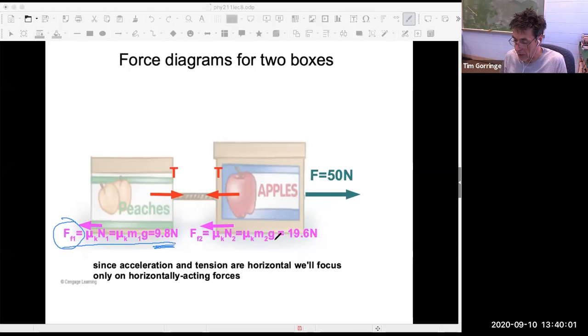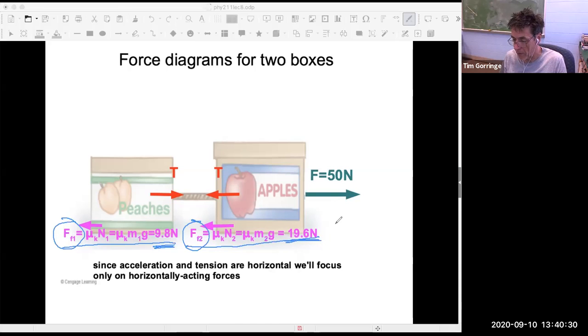And the same thing applies to the frictional force on the second crate. It's related to its normal force, which is related to its weight, which is related to its mass. And so this frictional force is the coefficient of friction times the mass of this crate times the acceleration of gravity. It's a 20 kilogram, not a 10 kilogram crate. And so you get 19.6 newtons for that frictional force.